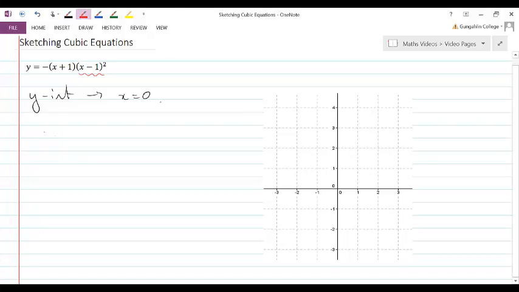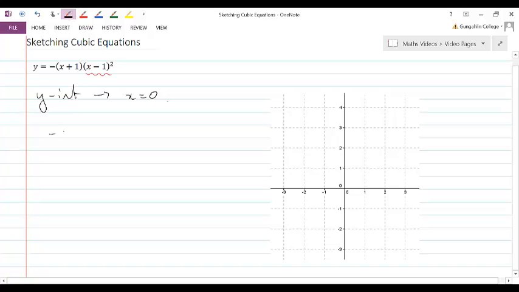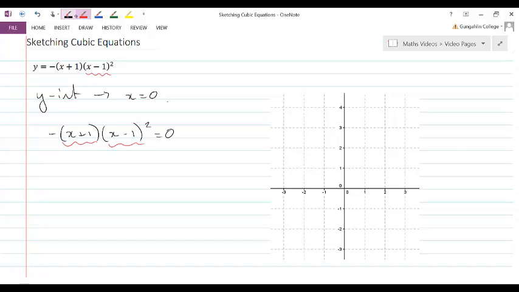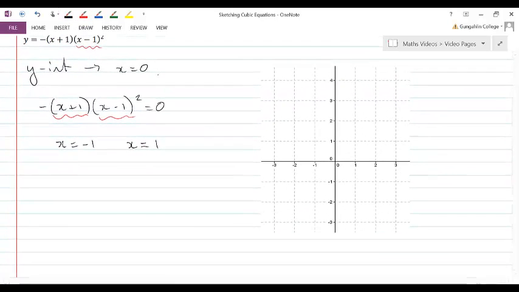So we're going to have minus x, I'll use a darker colour, minus x plus 1, x minus 1 all squared equal to 0. Once again, by the null factor theorem, one of these two things must be equal to 0. So either x equals minus 1 or x equals 1. Now, this is a bit odd because last time we had 3 x-intercepts. This time we've only got the 2.